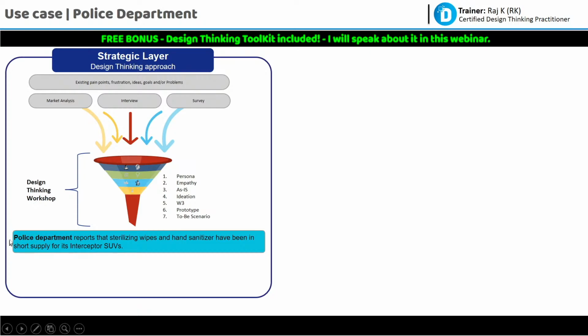So the problem statement is that the police department reported that sterilizing wipes and hand sanitizers have been in short supply for their interceptor SUVs, right? During this pandemic, in 2020 or 2019 and the start of 2021, there were police departments in New York reporting that they were out of supplies and having major issues when they have to hand over their vehicle when the shift changes, right? They have to hand over the interceptors and they have to completely wipe and sterilize them. Sometimes they were out of supplies, and that was creating chaos, like how can we do it, right?